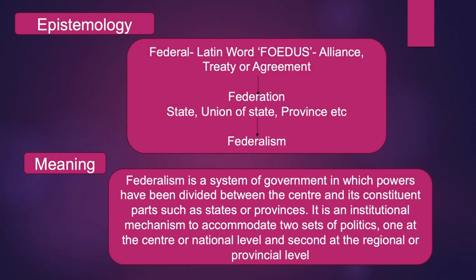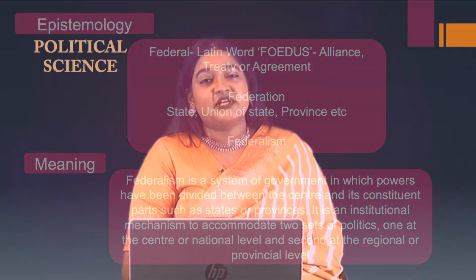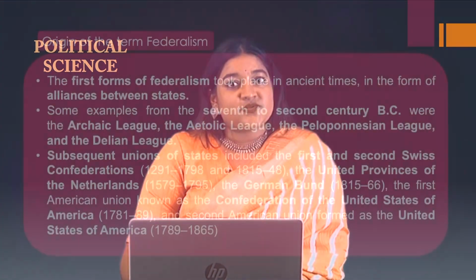Federalism is a system of government in which powers have been divided between the center and its constituent parts such as states or provinces. It is an institutional mechanism to accommodate two sets of polities, one at the center or the national level and the second at the regional or provincial level. So, in simple words, there has to be a minimum of two levels, and it can lead to two or more levels of separation of powers or authorities in order to attract the concept of federalism. It is very simple.